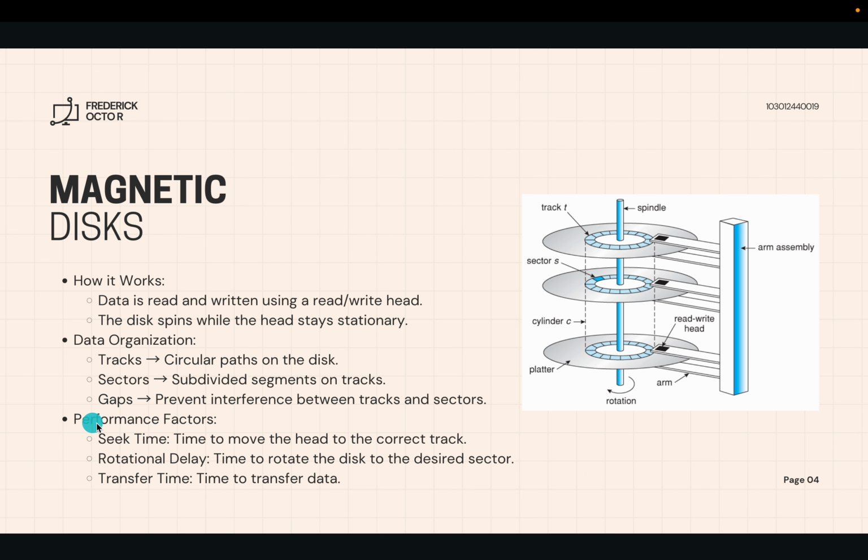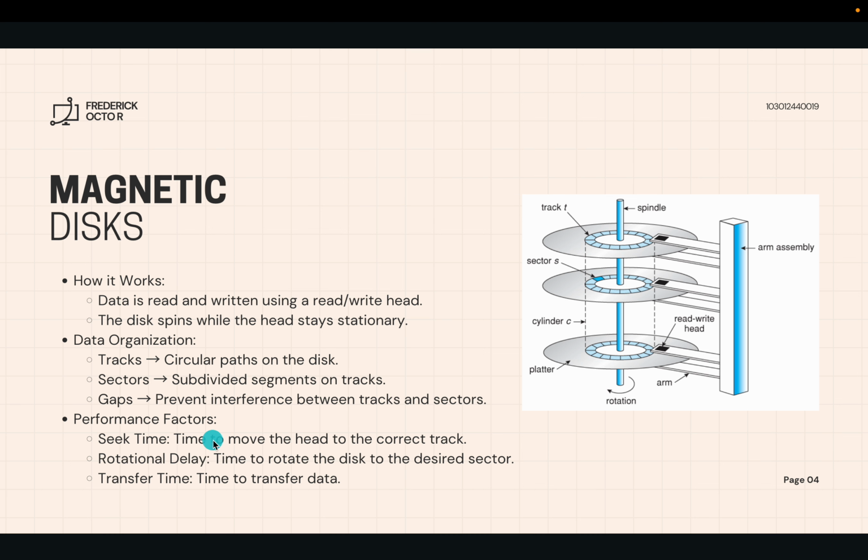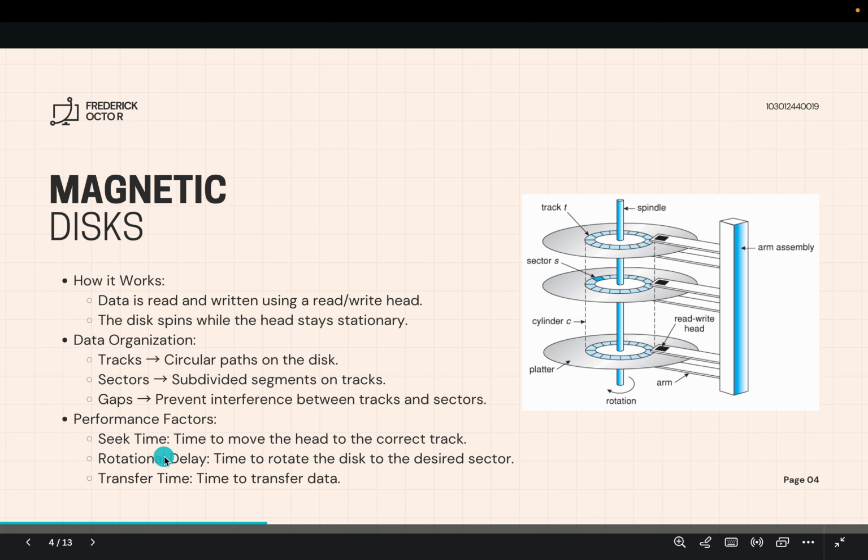Okay, let's see the performance factors. The performance of magnetic disks depends on these three factors. The first one is seek time, the time to move the head to the correct track. The second one is rotational delay, the time to rotate the disk to the desired sector. The last one is transfer time, the time to transfer the data.